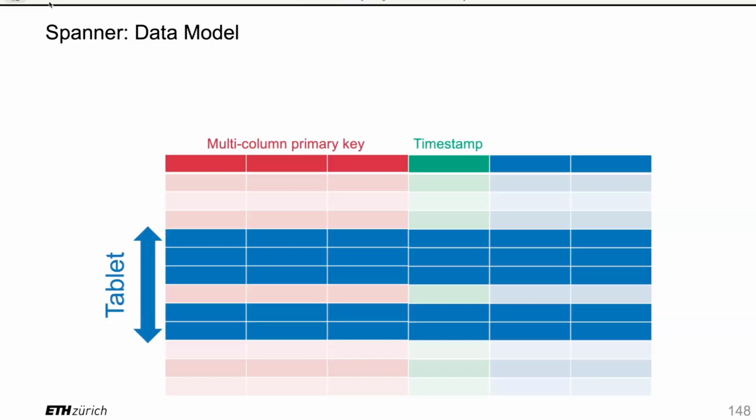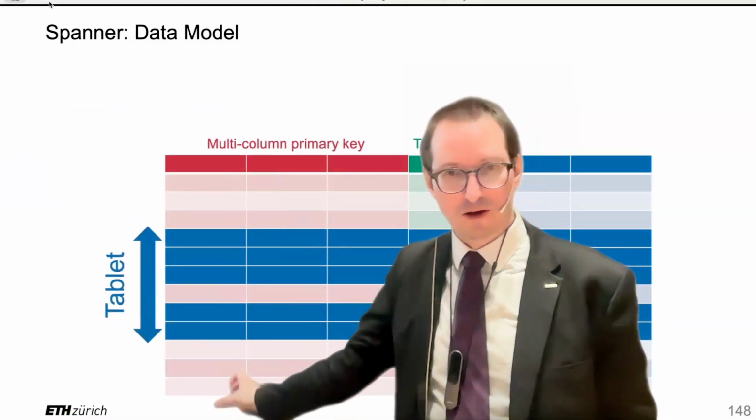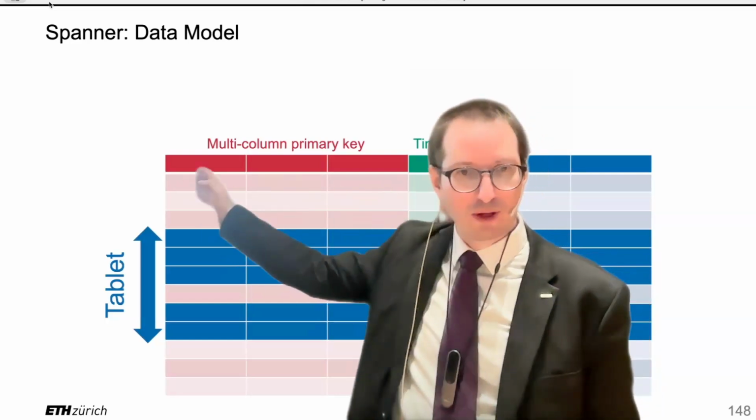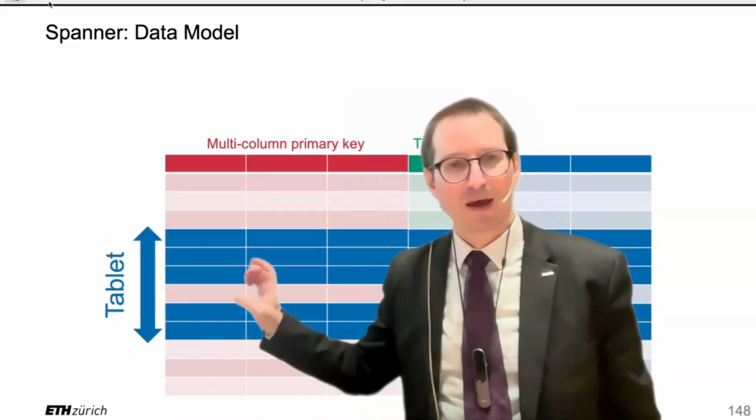Spanner, like Cassandra, allows you to have primary keys on multiple columns. So in HBase, you remember, it's just the row ID, and that's one unique monolithic key, right? In Spanner, you can have a multi-column primary key, right? So a compound row ID if you want.